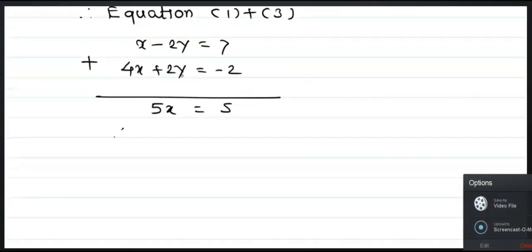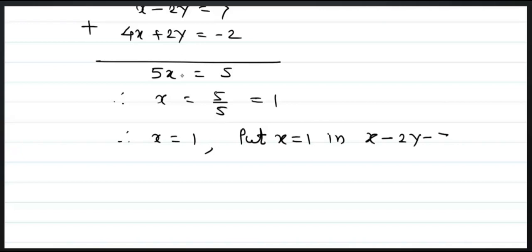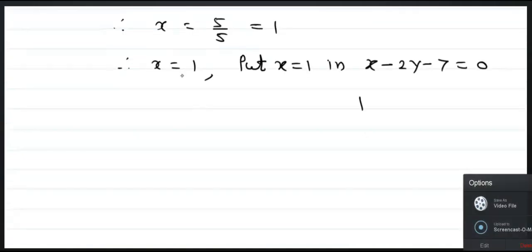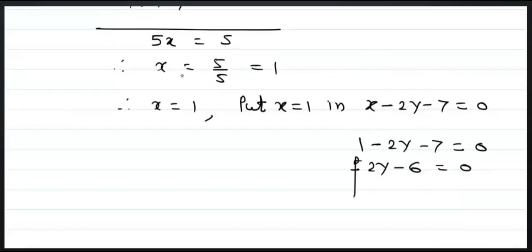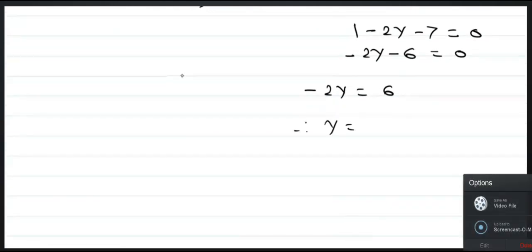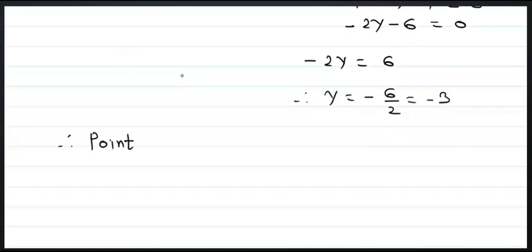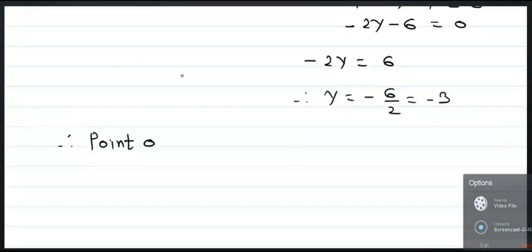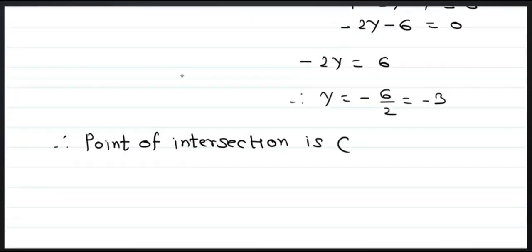Therefore, x is equal to 5 upon 5 and that is 1. The value of x is 1. Put x is equal to 1 in the equation x minus 2y minus 7 is equal to 0, and you will get the value of y. After simplification, y is equal to minus 6 upon 2, that is equal to minus 3, and hence the point of intersection of the given lines is (1, minus 3).